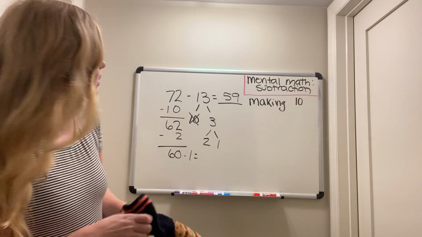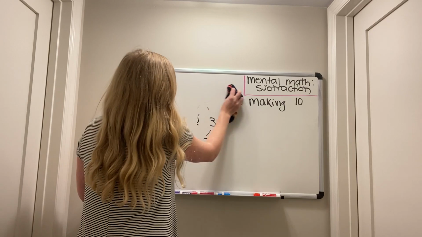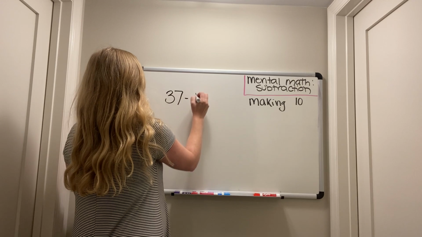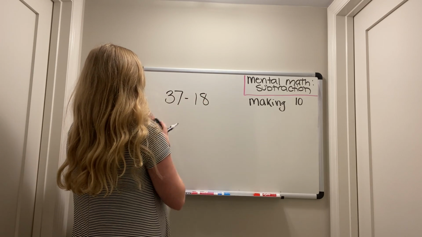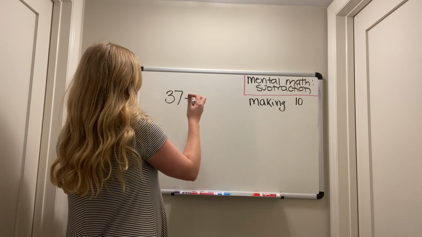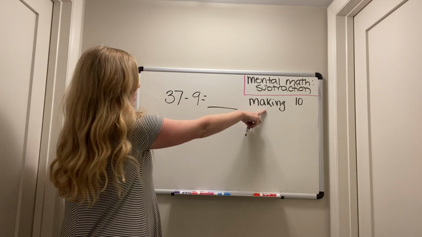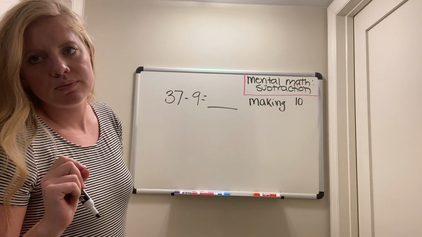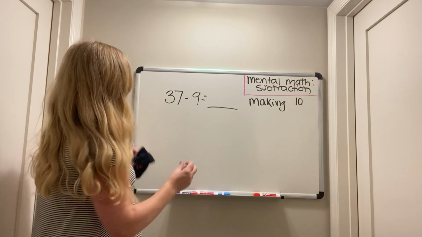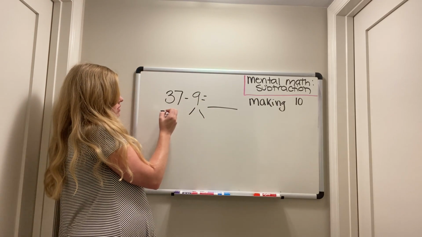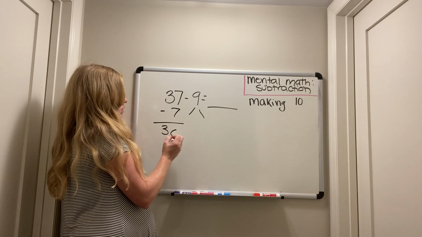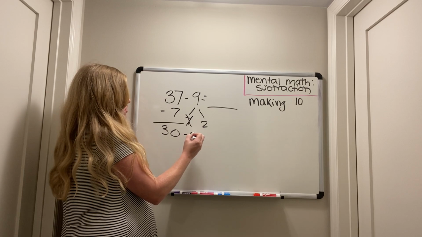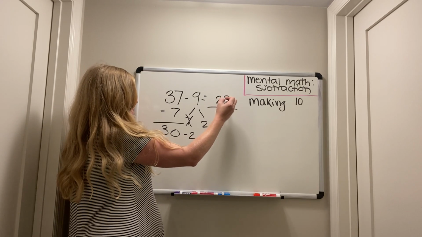Fun, fun, fun. I want to have you do one more on your own. Now you're going to use the making 10 strategy. So you want to make this into a 30. How would you do that? Go ahead. Welcome back. You're right, you make that into a 30 by subtracting 7. This turns into 7 and 2. 30 minus 2 is 28.